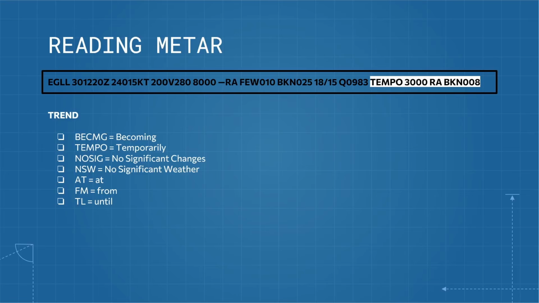So in this example, there is likely to be temporarily prevailing visibility of 3,000 meters with moderate rain and broken clouds at 800 feet.